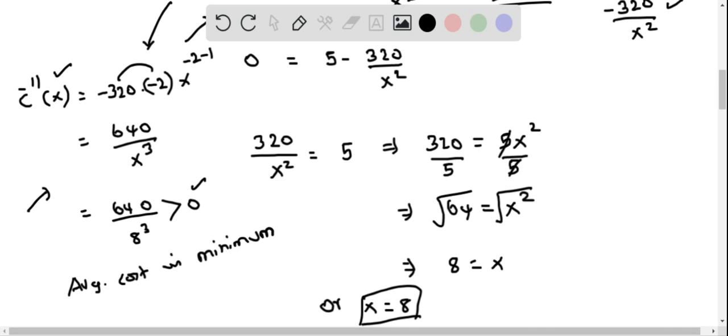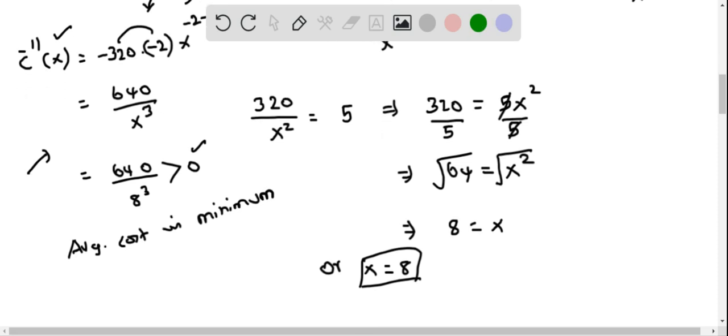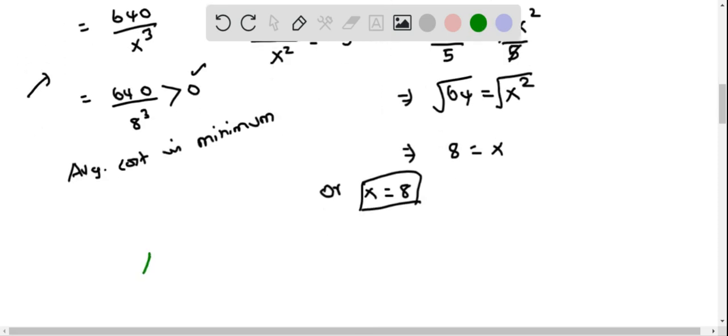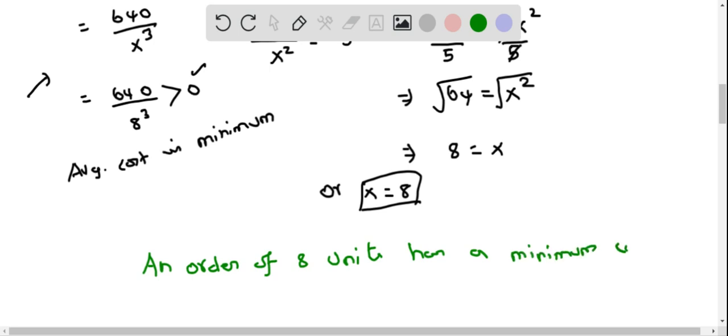Therefore, we choose the answer choice B, that is an order of 8 units has a minimum cost per unit. Choice B is correct.